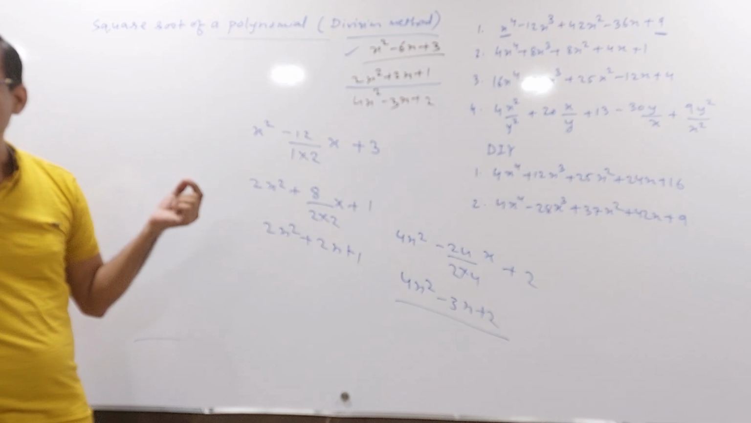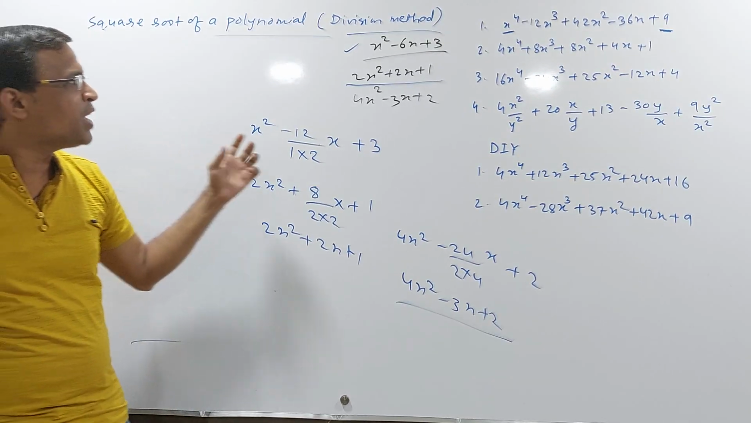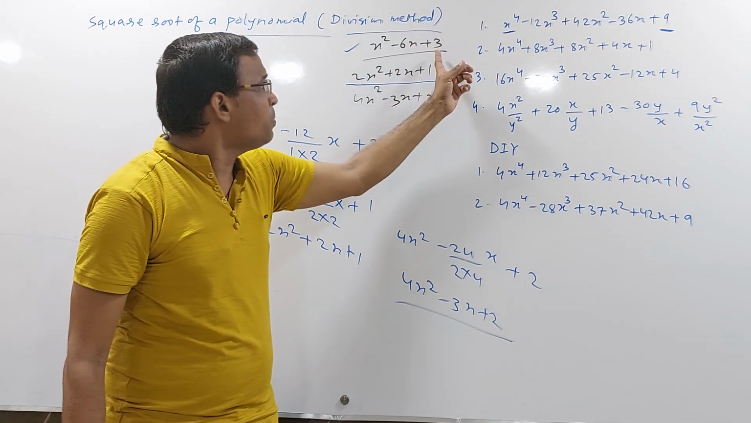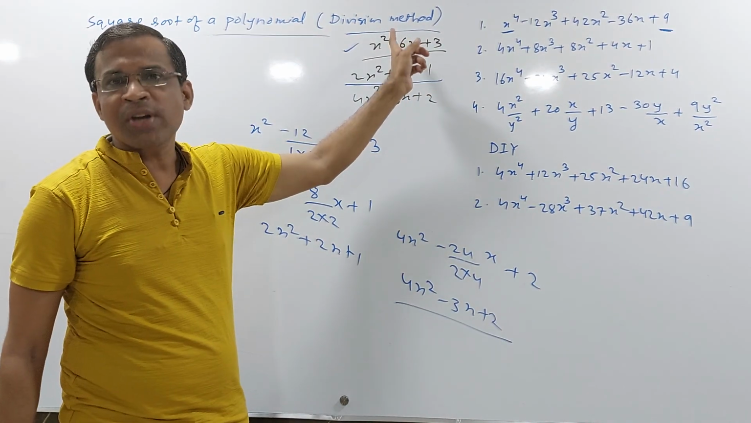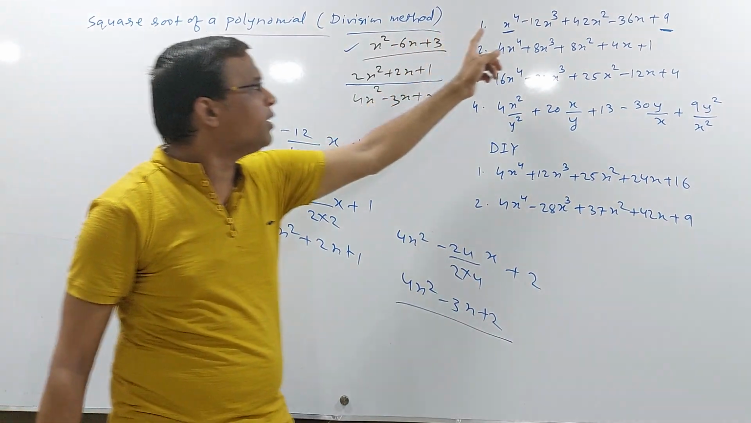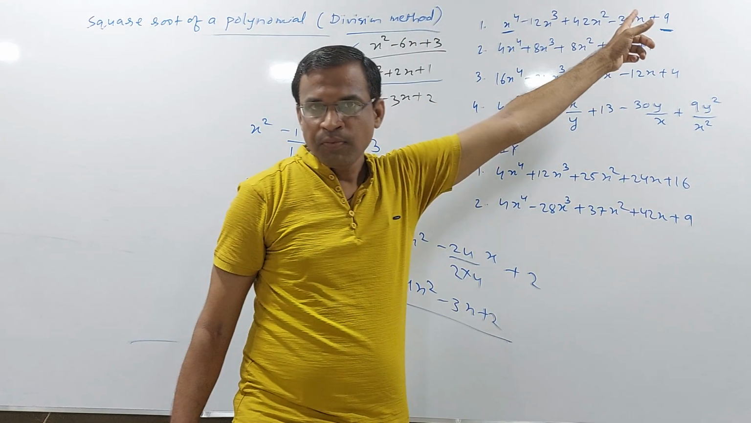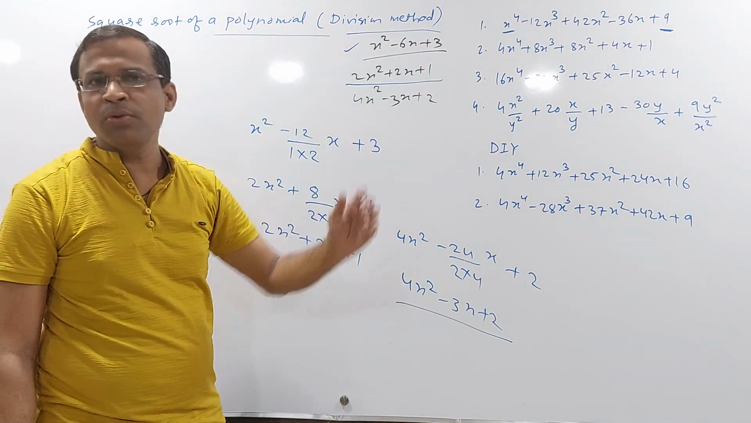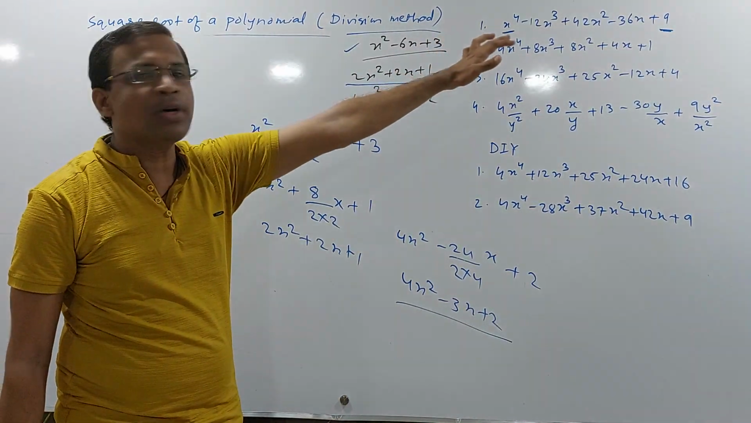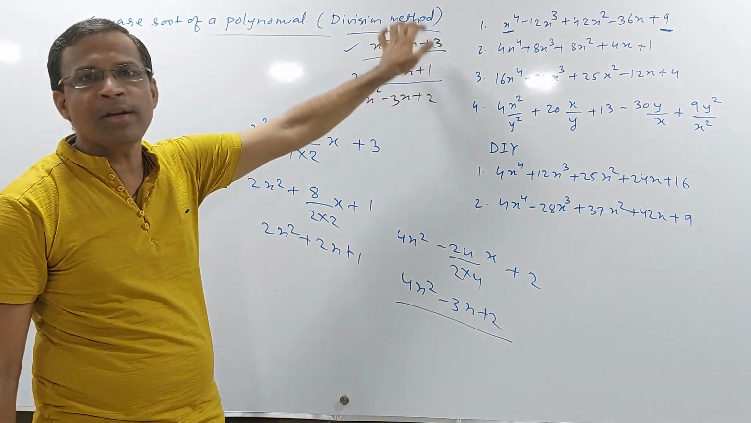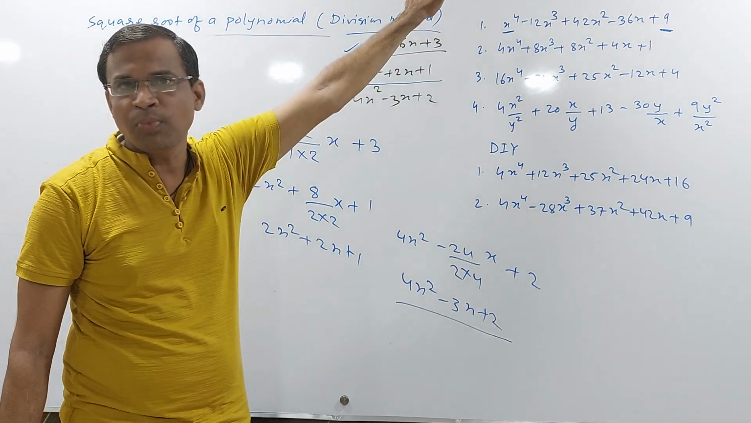One takeaway from this particular session is that the square of a polynomial of 3 terms, that is a trinomial, is a polynomial of 5 terms. So that is again information you can have: 5 terms are required to get the square of a 3 term polynomial.